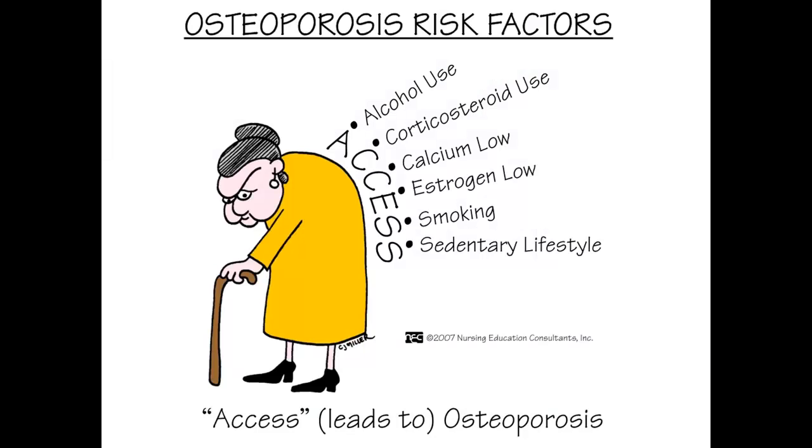Some of the risk factors for osteoporosis, we can use the ACCESS acronym here. ACCESS leads to osteoporosis. Alcohol use, corticosteroid use. So your patients who are on long-term corticosteroids. Now we try not to use a whole lot of corticosteroids on a long-term basis anymore, but sometimes your patients do have to be on them, maybe for arthritis or maybe for some other kind of condition that's not controlled without using the anti-inflammatory properties of steroids.